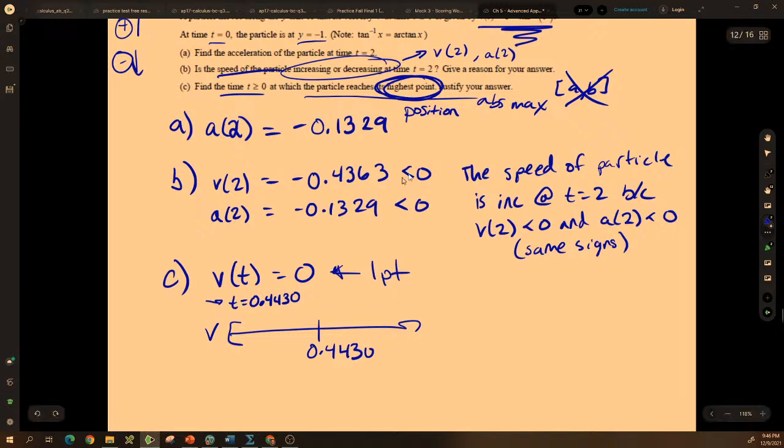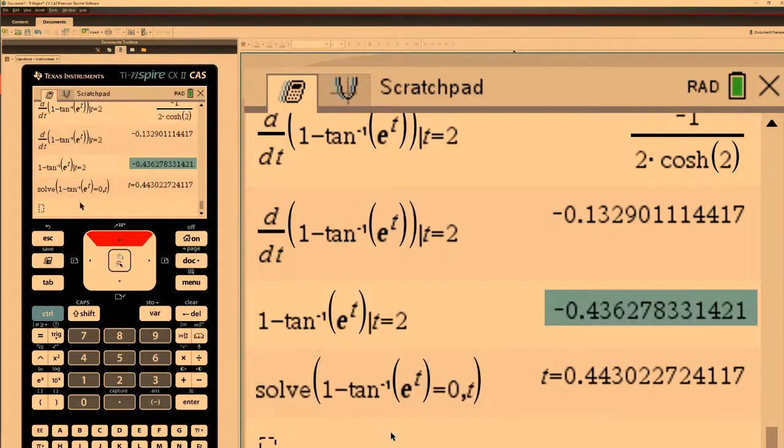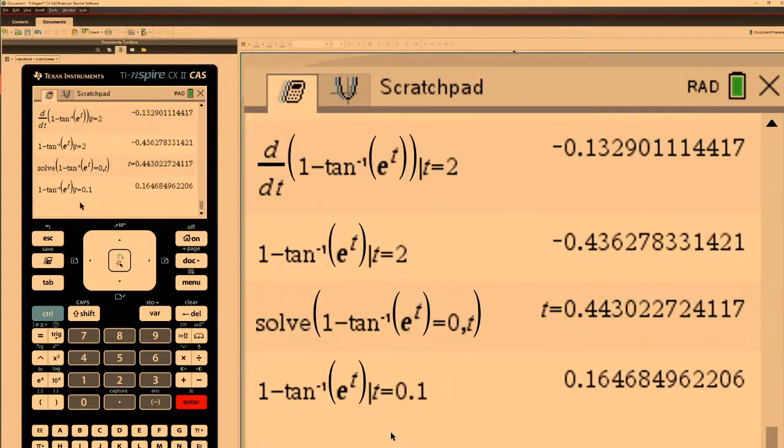So how am I going to actually fill out my number line? I need to plug back into v. And I can't do that in my head, but it's a calculator question. So I already know that when I plugged in 2, I got a negative answer. So my guess is if I plug in something smaller than 0.4, I'm going to get a positive answer. So I'll try 0.1, and I get a positive answer. So again, I already plugged in 2, I got negative. I plug in 0.1, I get positive.